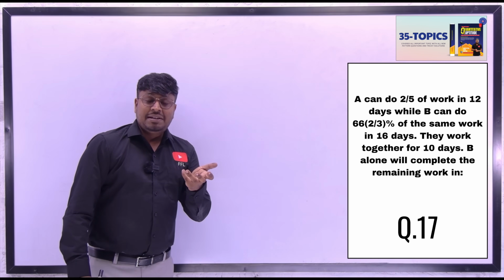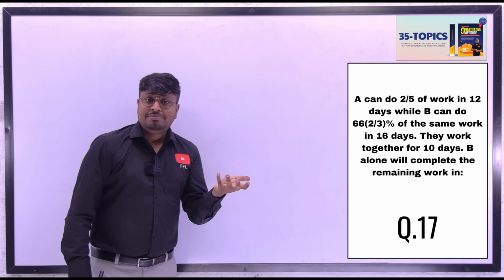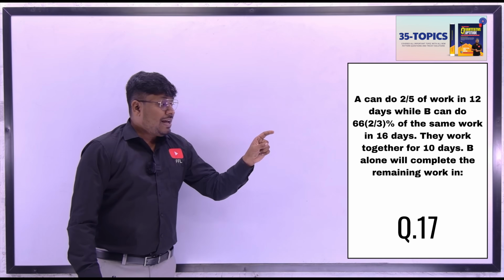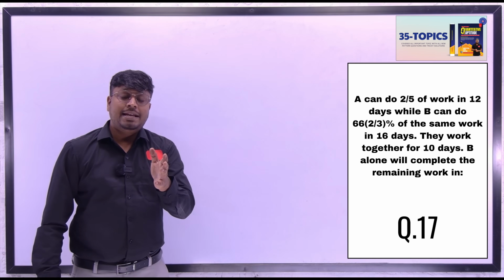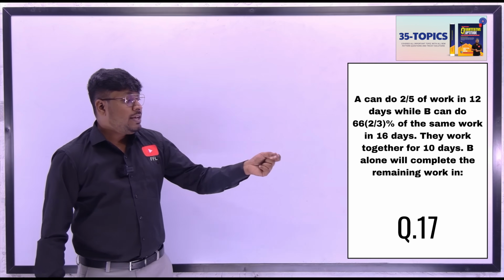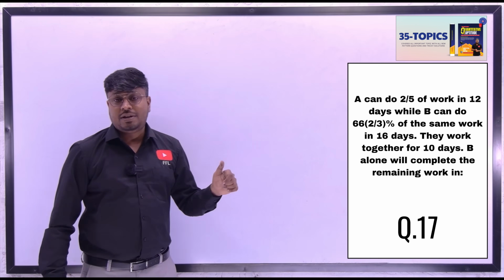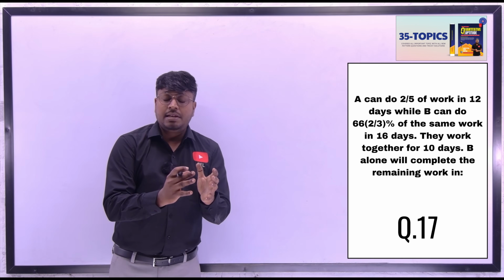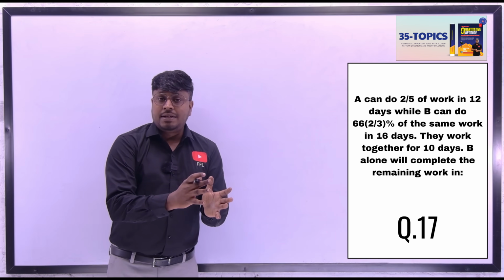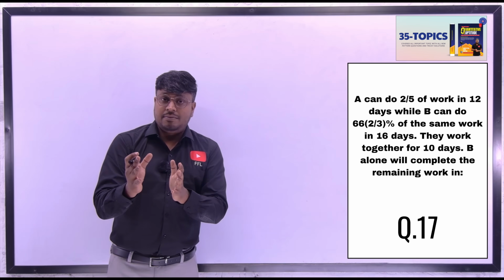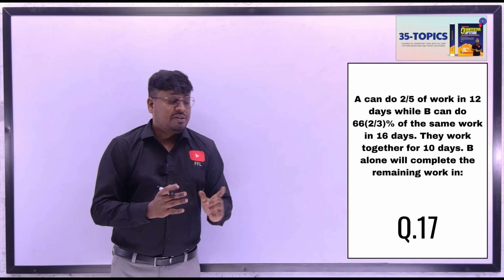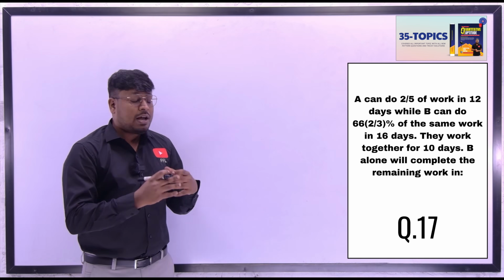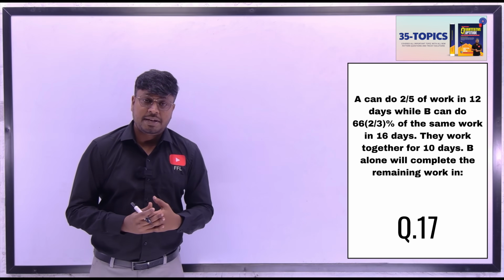So again, similar to the previous concept, right? The previous concept is where the first person is working and then he leaves after some days, and B takes the remaining part of the work. So here they are saying they work together for 10 days. So both persons work initially for 10 days, then after 10 days one person leaves, and the remaining work is completed by the second person. So our target is to find how many days B alone takes to complete the remaining work.